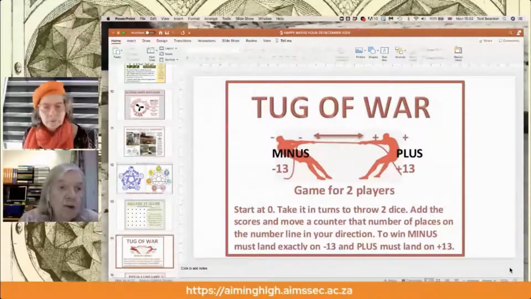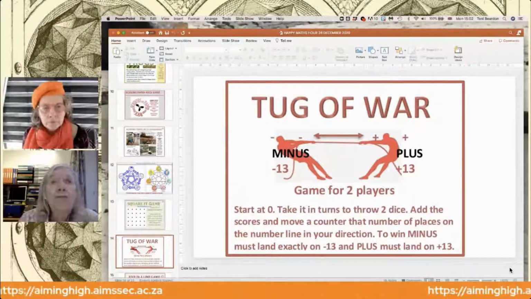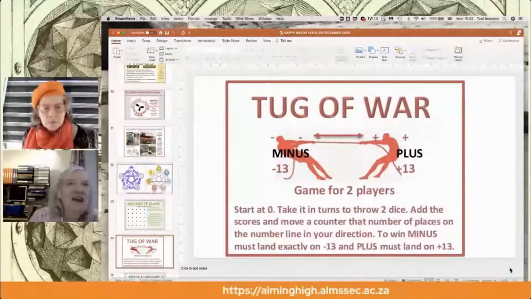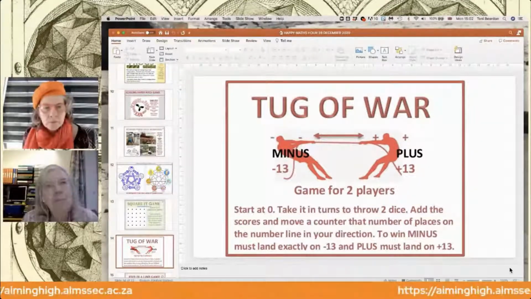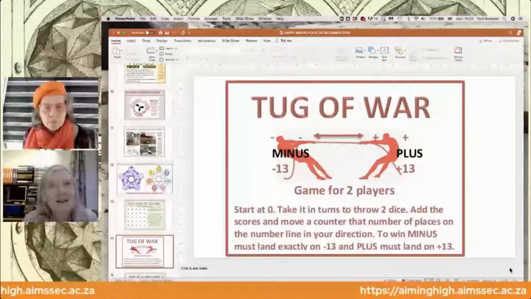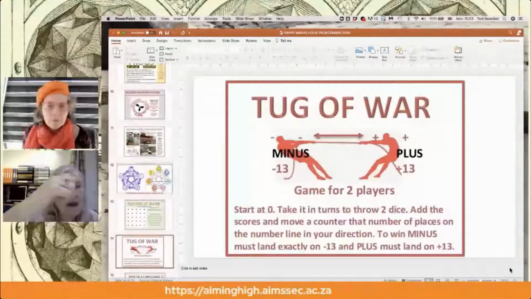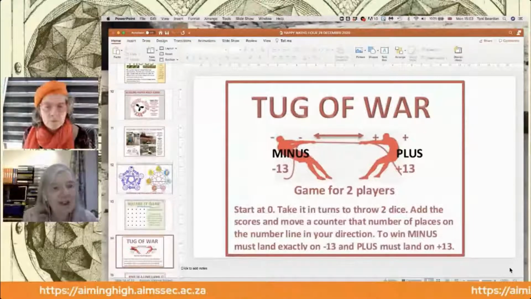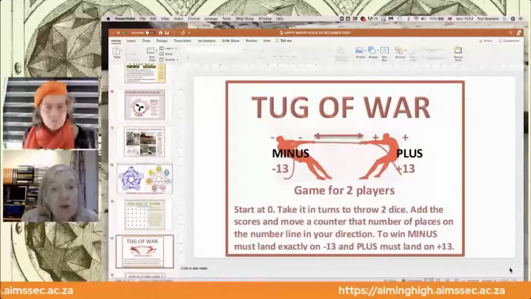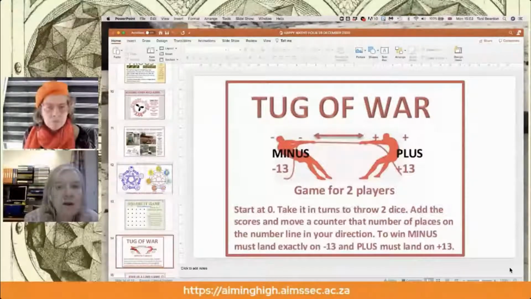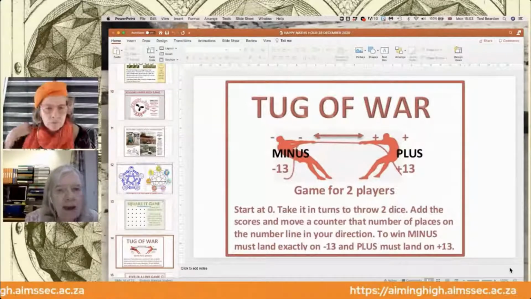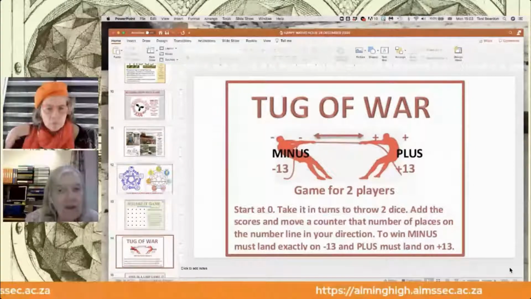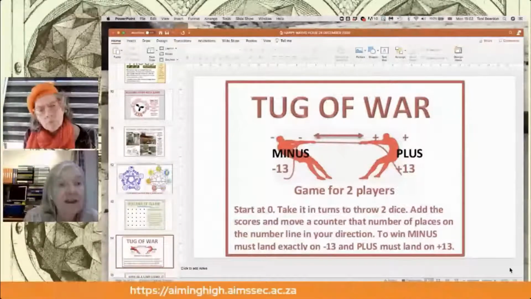Let's say it's 2 people or 2 teams, you call them plus and minus. If you're on the minus team, you're trying to pull the numbers your way to get to -13. And if you are in the plus team, you're trying to pull the numbers the positive way, to +13. You use 2 dice, or use a spinner and spin it twice, and you add the scores, and you move the counter that number of places on the number line in your direction.